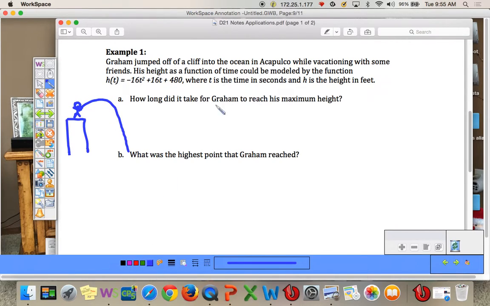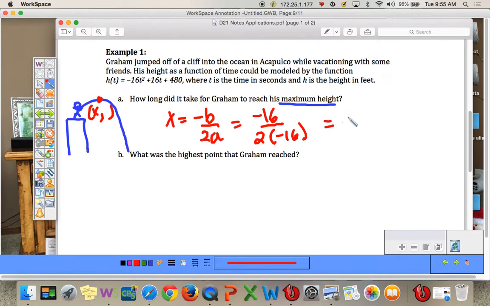How long did it take Graham to reach his maximum height? So you have to determine, what are we finding here? We are finding the vertex, and if it's time, how long, that would be the x value. So to find the x value, we're going to take the opposite, b over 2a. Opposite of 16 is negative 16 over 2 times negative 16, which would be 0.5. So after 0.5 seconds, Graham would reach his maximum height.